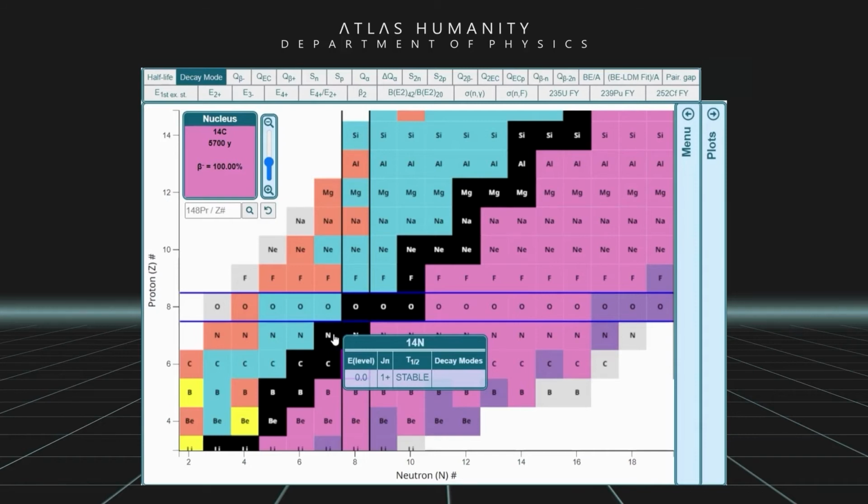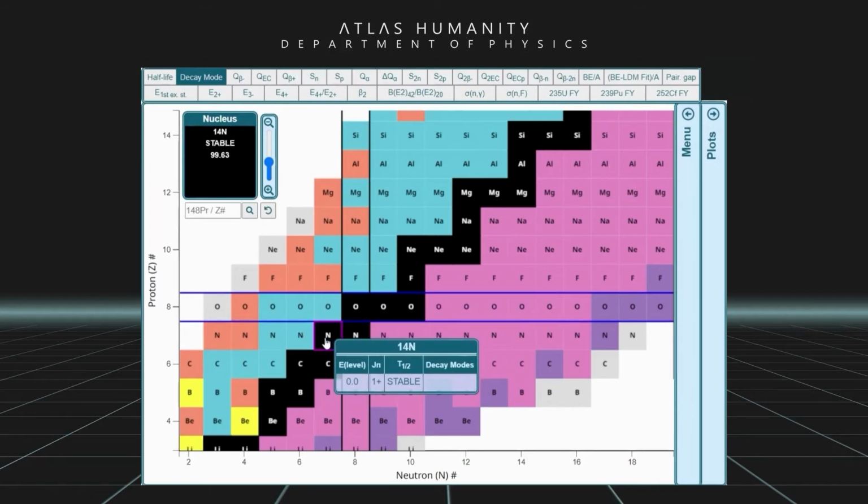So beta minus decay is this. And as you can see, beta minus is represented as pink, and the final element is represented as black because it's stable, right? It does not decay.